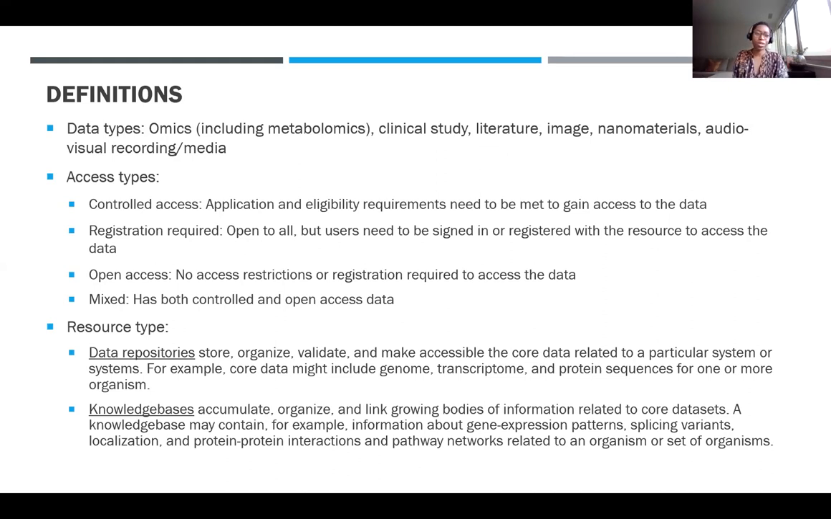And then for the resource types, we looked at two data resource types. So we have data repositories, which store, organize, validate, and make data accessible for the core data related to particular systems. And knowledge bases, which accumulate, organize, and link growing bodies of information related to core data sets. Knowledge bases have significantly more curation involved, and they do a lot more integration.